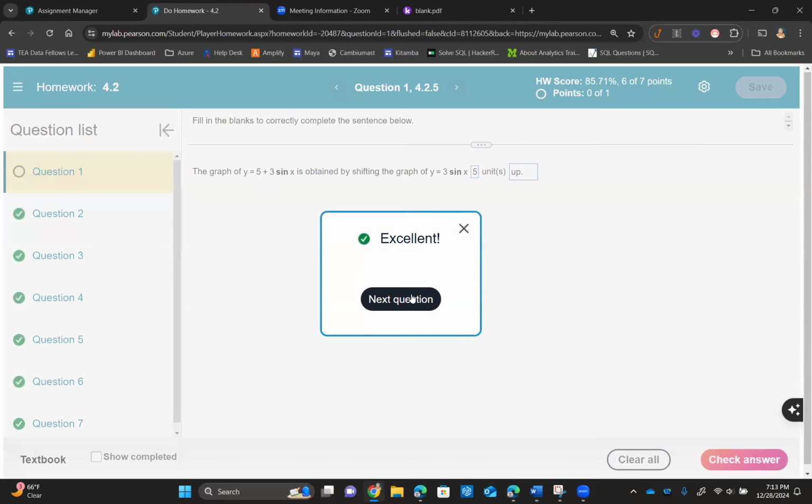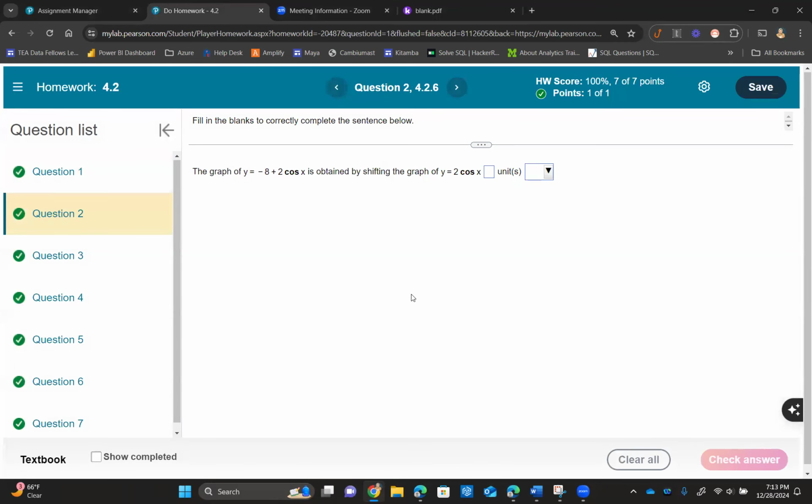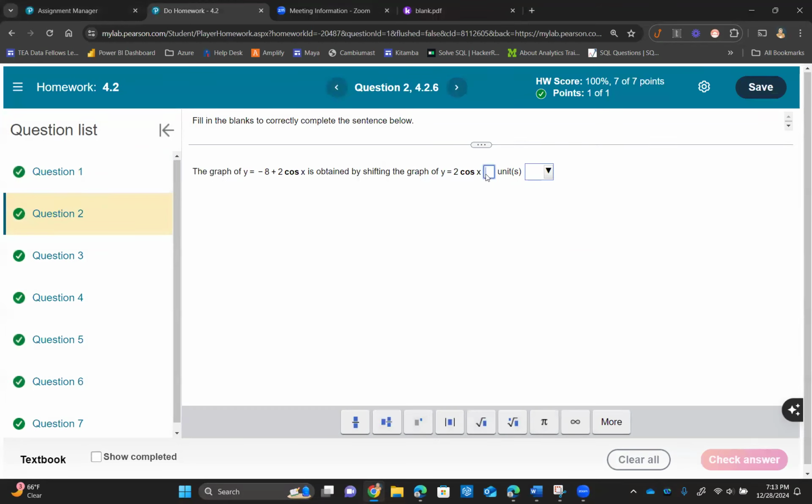When I look at the next question, a similar problem, but this time I have -8 plus 2 cosine of x, and I am going to compare it with the 2 cosine of x graph. I'm trying to understand the effect of -8 at the beginning. The order does not matter. This -8 can be copied to the end if we would like to. So the shift is 8 units, and because this time it's a -8, it will be shifted 8 units down.